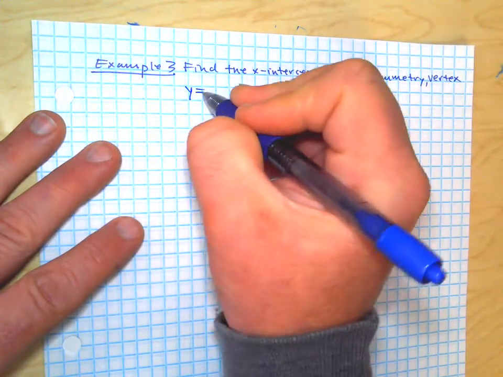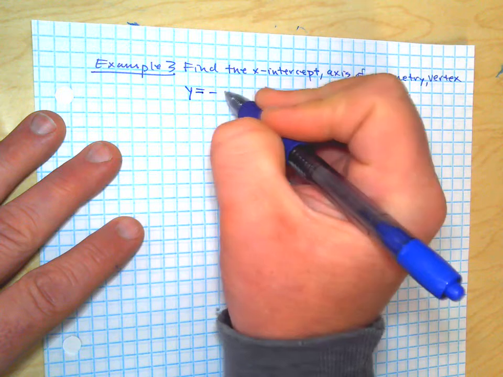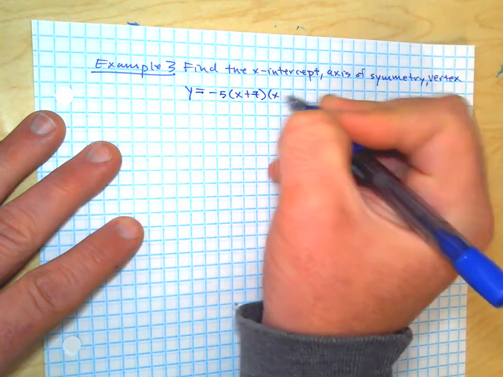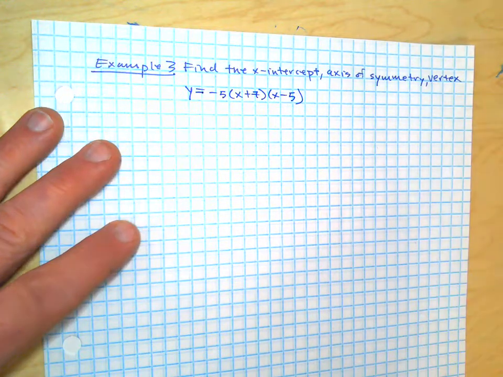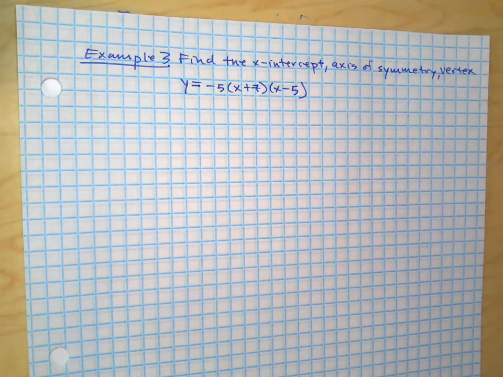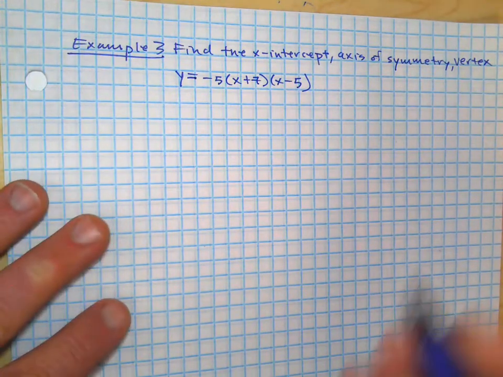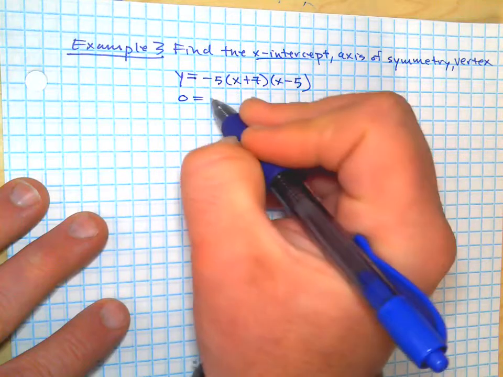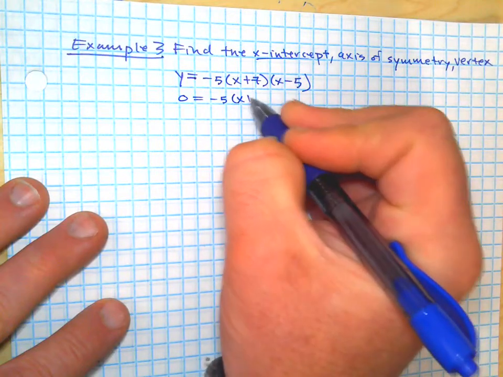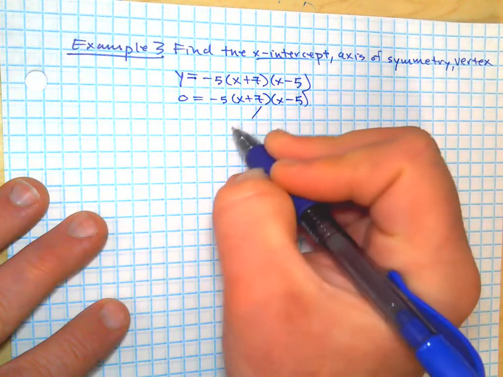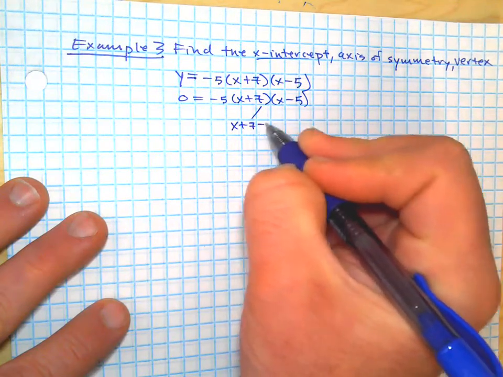And they'll give you a function. Now, it doesn't always have to be y, f(x). It could be y = -5(x + 7)(x - 5). So this one's factored again. We're pretty much doing what we just did on the last problems, but we're not going to graph it. So to find the x-intercepts, you set the y equal to 0, right? And then you set each of the factors equal to 0 on its own.